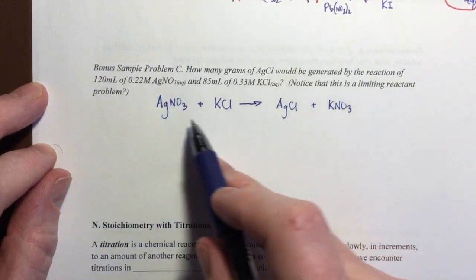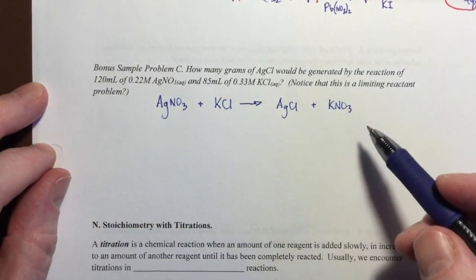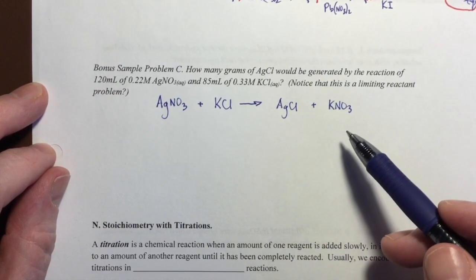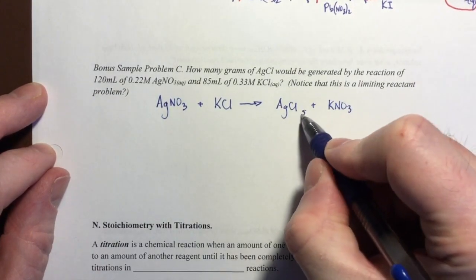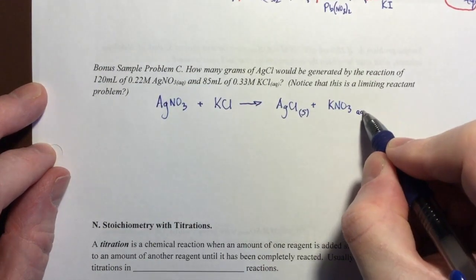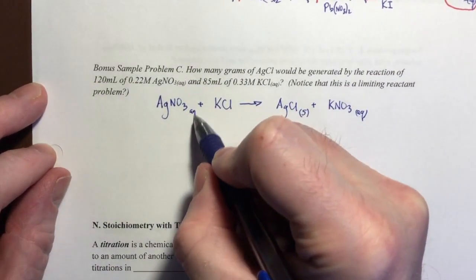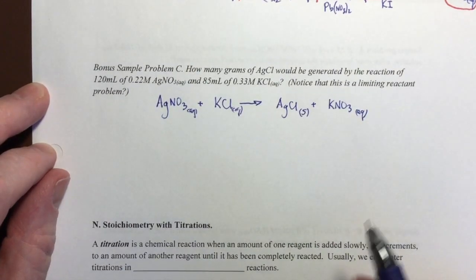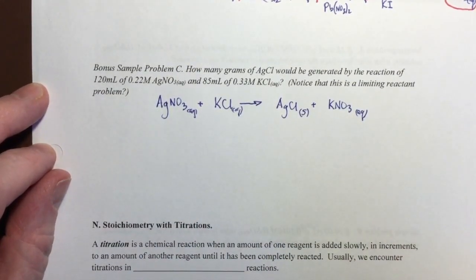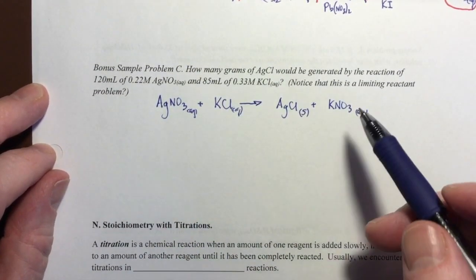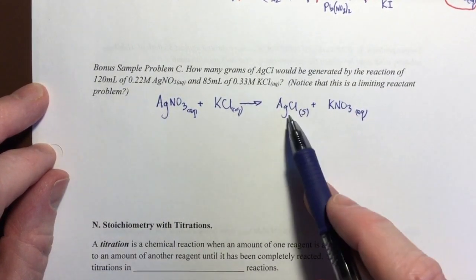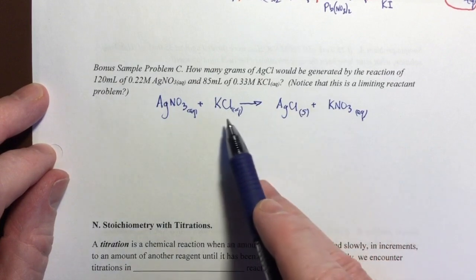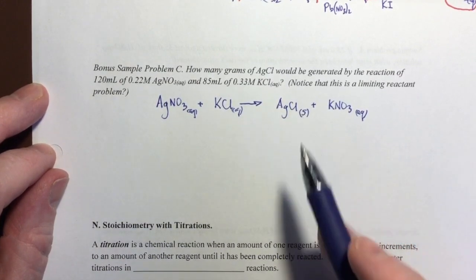Again, the states are not really critical in this because I'm not trying to figure out whether one of them is going to be precipitated or not, but it just so happens that that is a solid and that is aqueous. These are also aqueous. The state indicators are not critical to being able to solve this problem. Is it balanced? 1 silver, 1 silver, 1 nitrate, 1 nitrate, 1 potassium, 1 potassium, 1 chlorine, 1 chlorine. It is balanced.